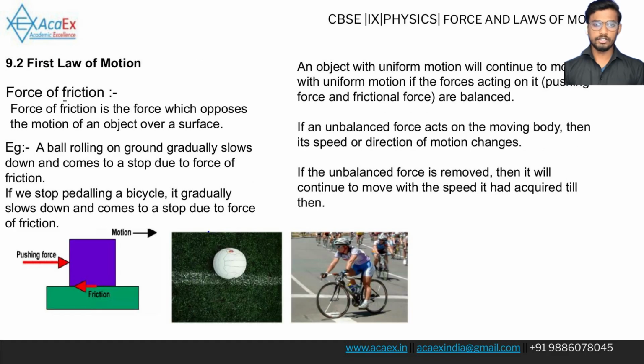First law of motion. Force of friction opposes the motion of an object. Example: a rolling ball slows down due to friction. An object in uniform motion continues moving if forces are balanced. If an unbalanced force acts, speed or direction changes. If the unbalanced force is removed, the object continues with the speed it had.